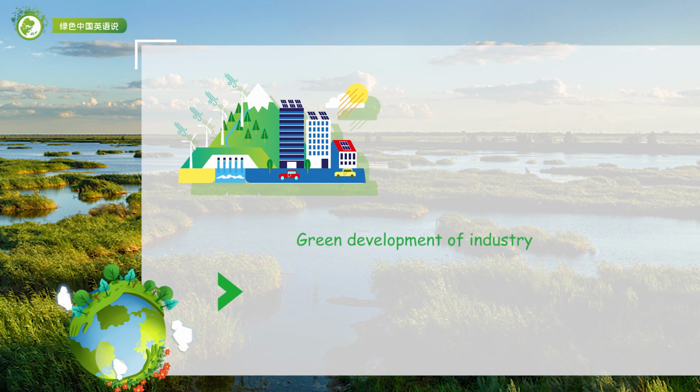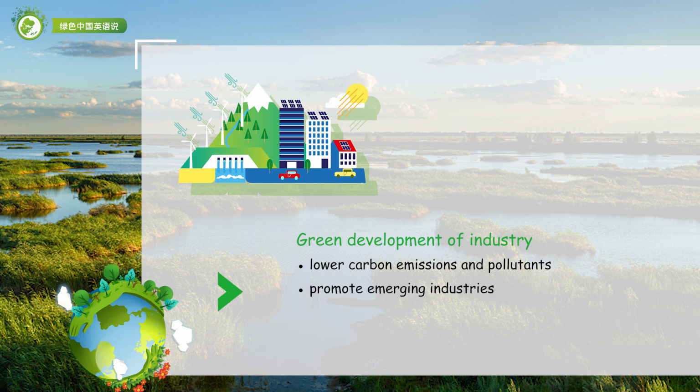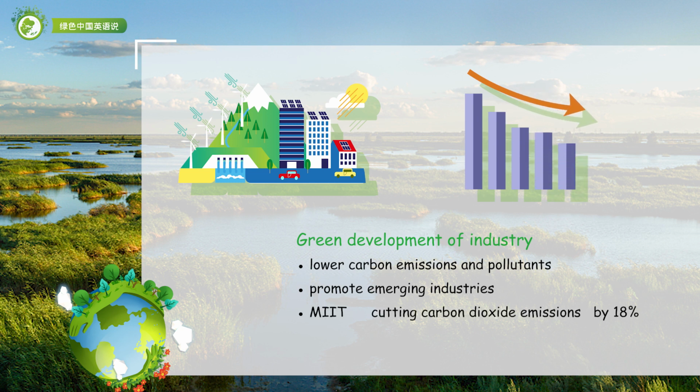China's Industry Ministry has also unveiled a 5-year plan aimed at the green development of its industrial sectors, vowing to lower carbon emissions and pollutants, and to promote emerging industries so as to meet our carbon peak commitment by 2030. The Ministry of Industry and Information Technology, MIIT, reiterated the targets of cutting carbon dioxide emissions by 18% and energy intensity by 13.5% by 2025.